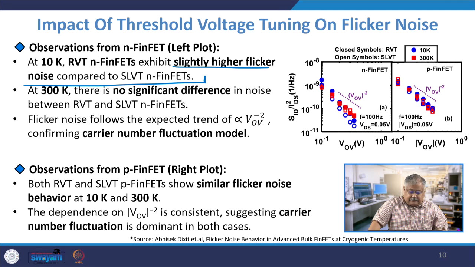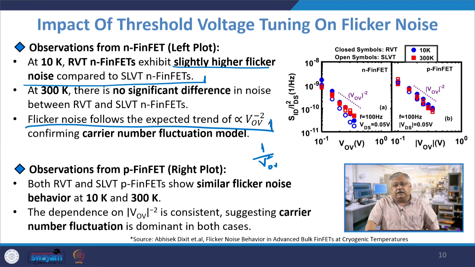In most of the cases, flicker noise, and this is very important, follows a trend of 1 by V over squared, where V over is basically the overdrive. So, it is basically inversely proportional to the square of the overdrive, which means that higher the overdrive which you get, lower is the flicker noise which you will get. Now, which effectively means that better the gate control over the channel, the lower the flicker noise in that case. Now, in PFET, as I discussed with you earlier also, independent of the temperature, the value of the flicker noise is almost the same for both 10 Kelvin and 300 Kelvin.